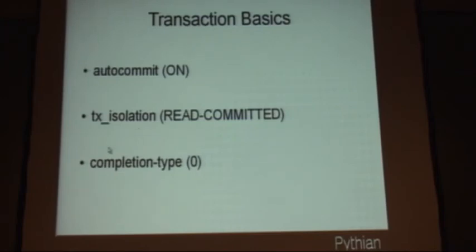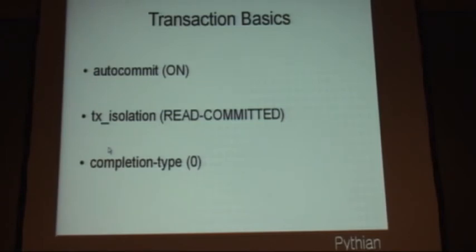The completion type, this is best left alone. The default is 0, and that means commit. If you set it to 1, the default is commit and chain, which means commit and immediately start a new transaction. So I guess if you do want that kind of functionality, you don't want to turn auto commit off, but you want that kind of value maybe for your session only. You can set the completion type to 1.